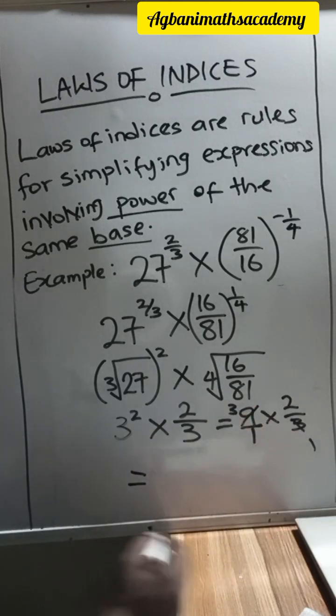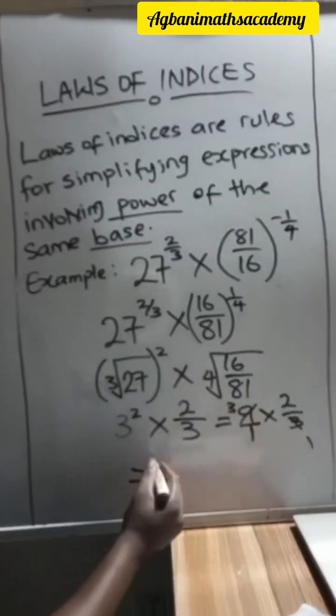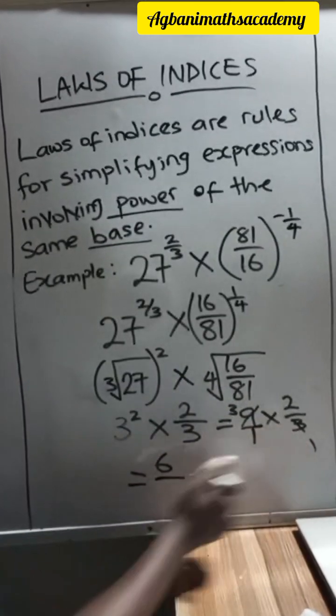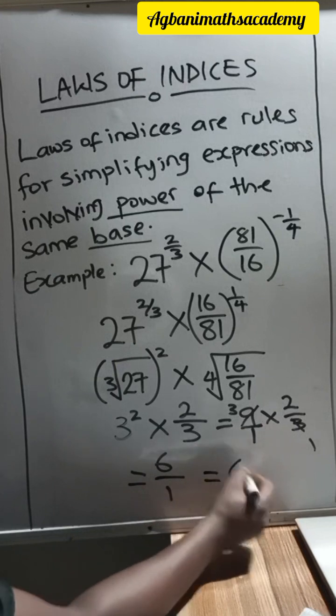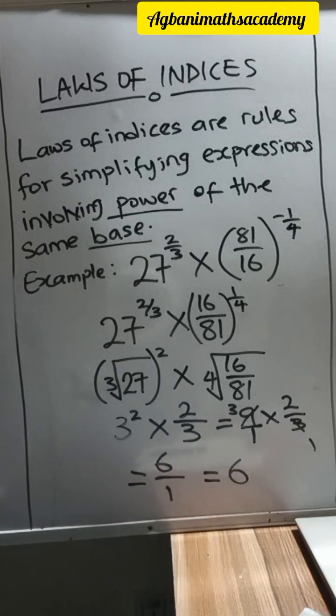So what will our final answer be? Our final answer will be 3 multiplied by 3, 6, all over 1 multiplied by 1, 1. Therefore our answer is 6. Very simple. Okay. So this is how to apply it in this particular question. Let's look at another question.